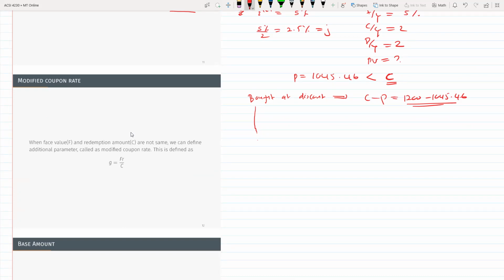So what is that? When face value and redemption amount are not the same, we can define an additional parameter, which is called the modified coupon rate. This is defined as Fr over C. So G is the modified coupon rate. G is Fr over C. Now, if F equals C, then of course you can see G is equal to r. So then there's no point in defining this. So that's why it says if face value and redemption amount are not the same, then we can define the modified coupon rate.